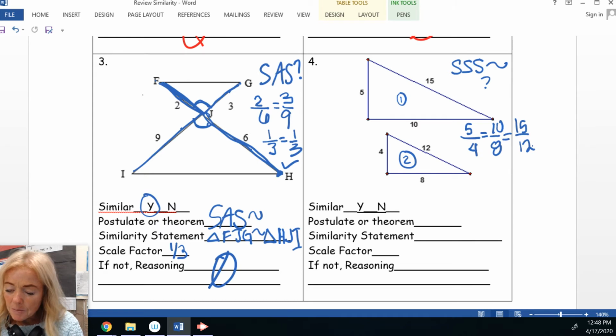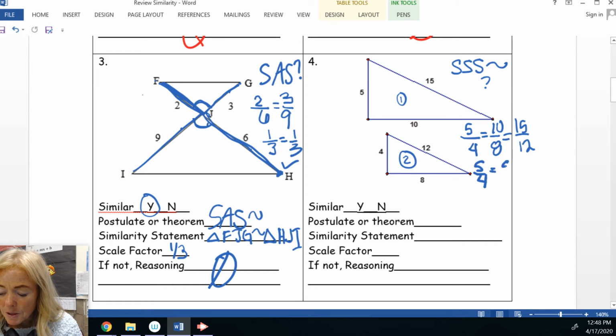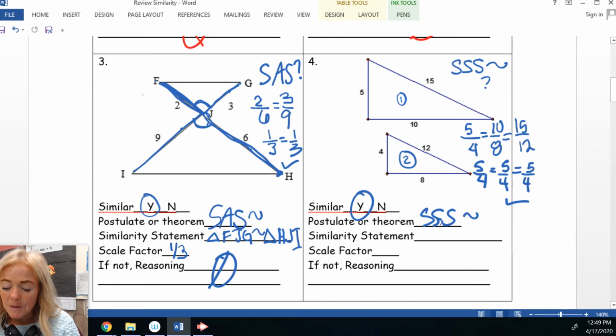All right, now we can simplify. Can we just simplify them? 5/4 is already in its simplified form, so it's good. 10/8 simplifies to, you can divide out a 2 and get 5/4. And then 15/12 you can divide out a 3 and get 5/4. So indeed, every single ratio is equal, so they are proportional in sides, which is awesome. So yes, they are similar by side, side, side similarity.